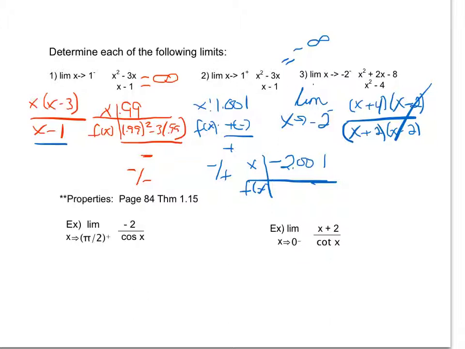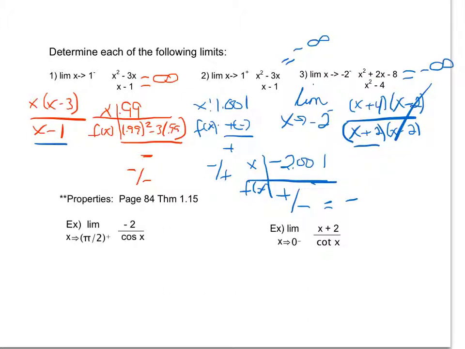I'm going to plug it in on top, and when I plug negative 2.001 into x plus 4, I get a positive on top. When I plug it in on the bottom, negative 2.001 plus 2 is going to give me a negative on bottom. Positive over negative is negative, so this approaches negative infinity.